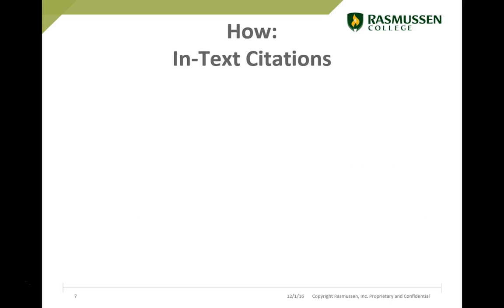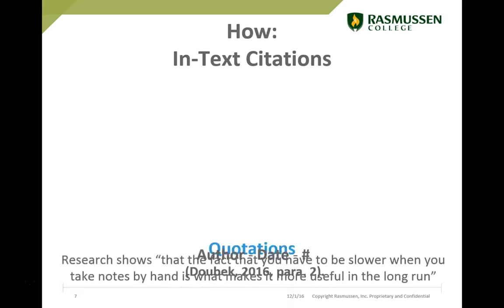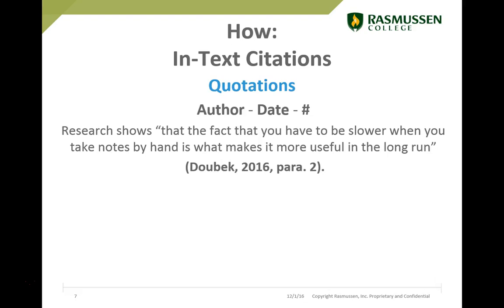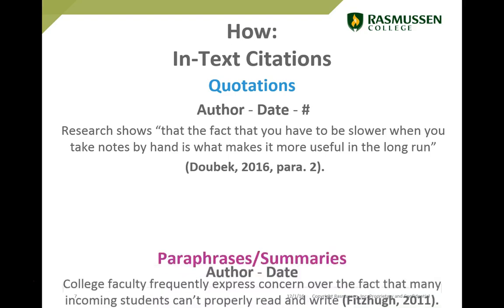Now let's talk about how we create in-text citations. Let's create an in-text citation for direct quotations first. When citing quotations, we use the formula of author, date, and number. We use the author's last name, the year the source was published, and either a page number or a paragraph number. In this example, we can see that it is a direct quotation because our text is in quotation marks. At the end of our quotation, we insert our in-text citation in parentheses.